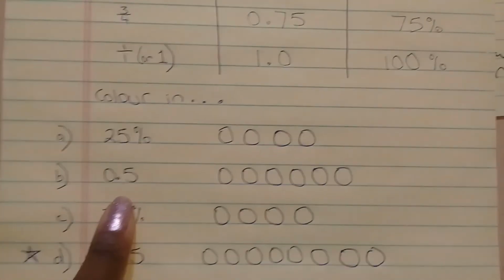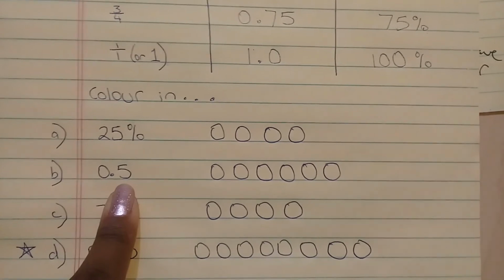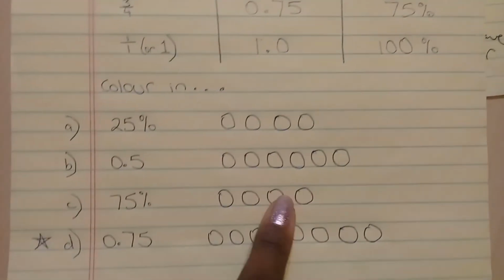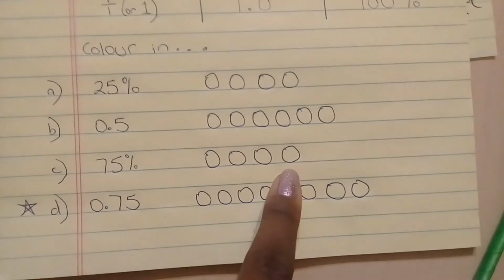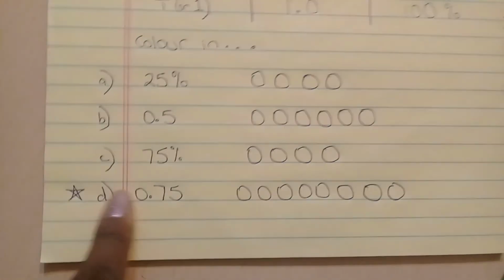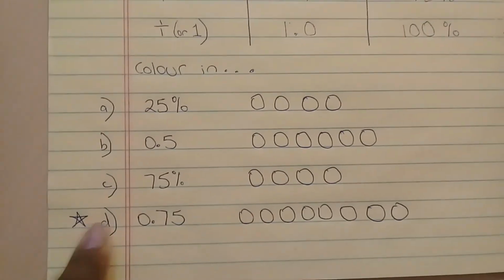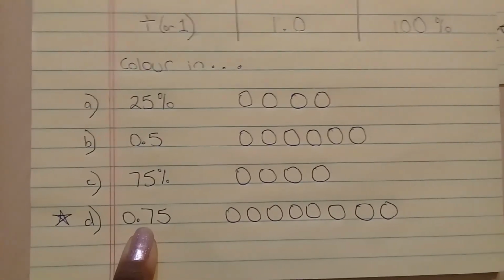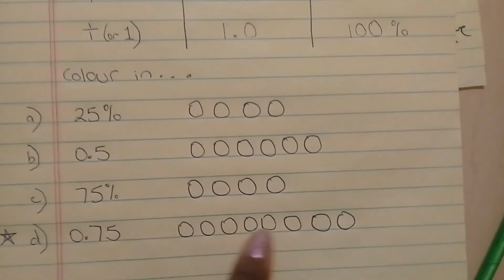Maybe I did. Next one, you're doing 0.5 of these. Well, look at your table, find what 0.5 is. Then you're going to color 75% of these. And then finally, this one is a little bit trickier because you have to do a little bit of equivalence. You're going to color in 0.75 of these.